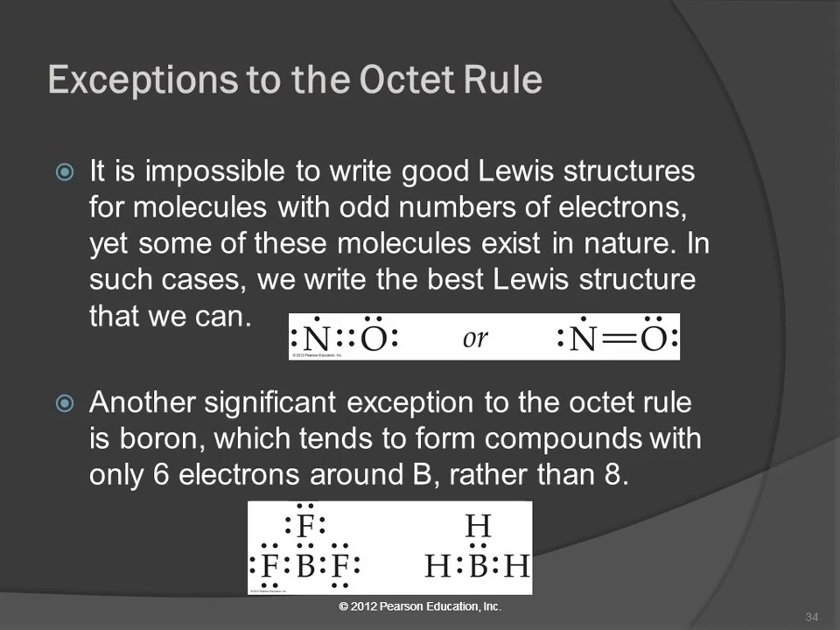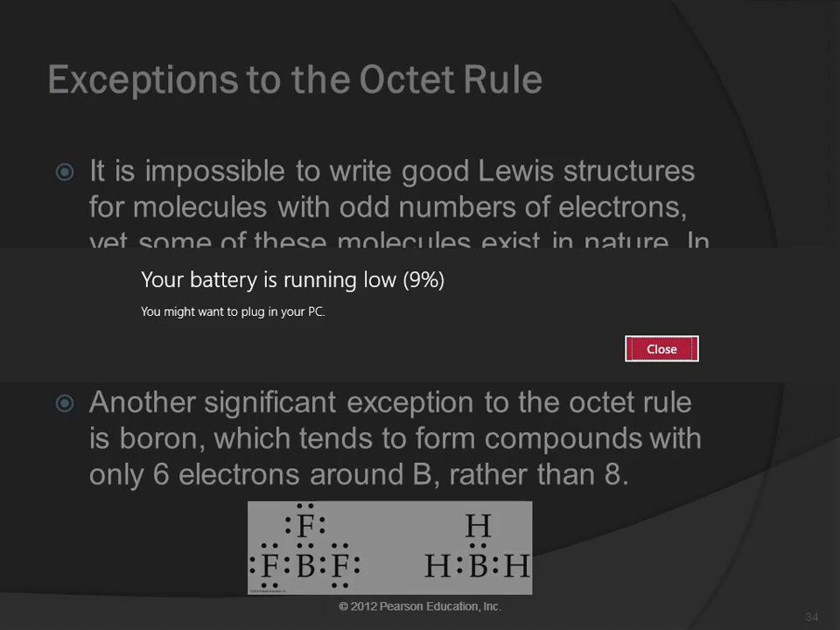There are exceptions to the octet rule, of course, right? That would be too simple. There are some molecules for which it is impossible to write good Lewis structures, and yet they do exist in nature.